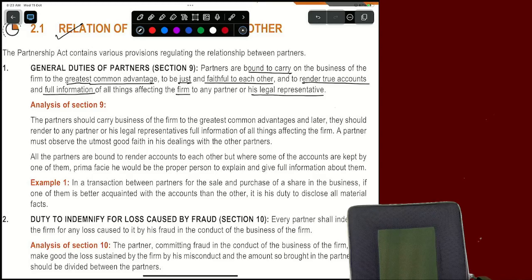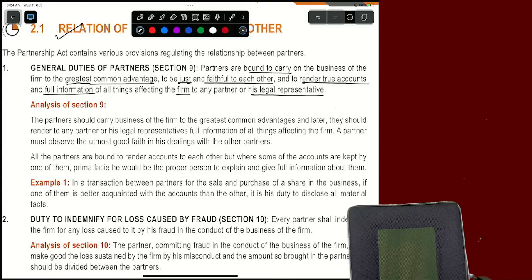I repeat one more time. What is the concept of mutual agency? Any partner can act on behalf of all, correct? When you act on behalf of all others, any act you do, you should have a justification. That means if any partner asks why you have done that, you should be in a position to tell why you have done it. That's called justification.